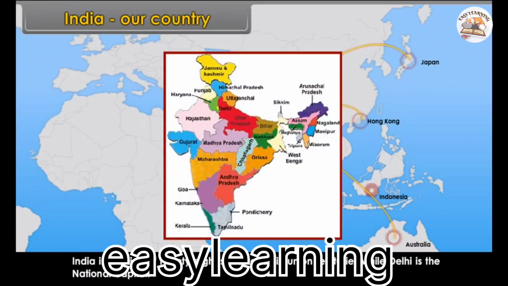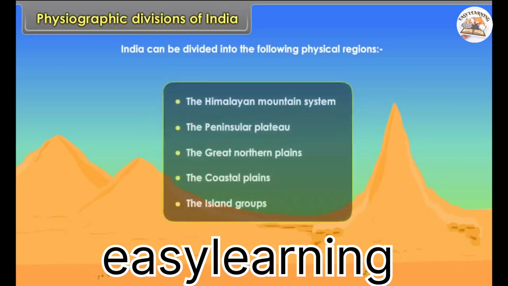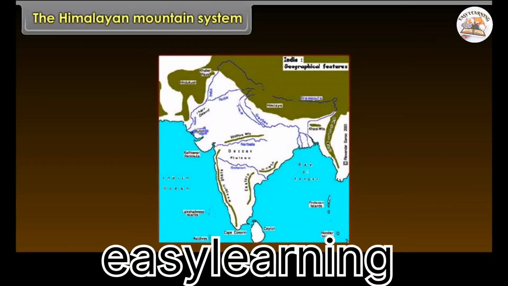India is a union of 28 states and 6 union territories, while Delhi is the national capital. Physiographic divisions of India. India can be divided into the following physical regions, viz. the Himalayan mountain system, the Peninsula Plateau, the Great Northern Plains, the coastal plains, the island groups.